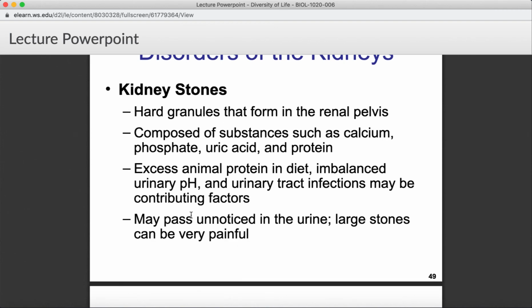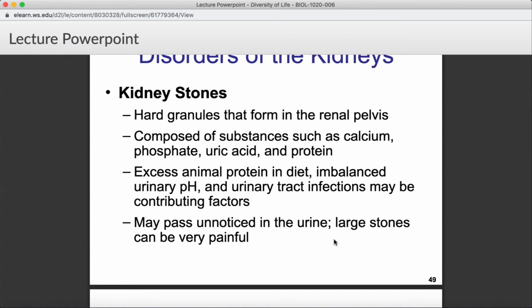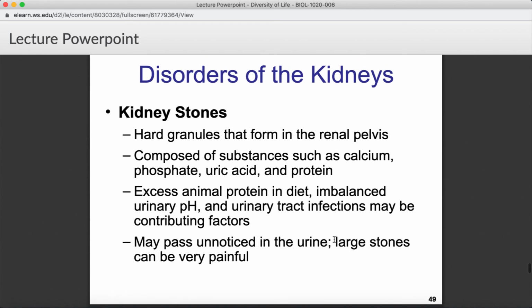Most will pass unnoticed, but large stones can be very painful. I have been assured by my mother, who had 4 children without anesthesia and multiple kidney stones, that she would much rather have a baby than pass a large stone. So I have been assured that kidney stones are indeed incredibly painful.